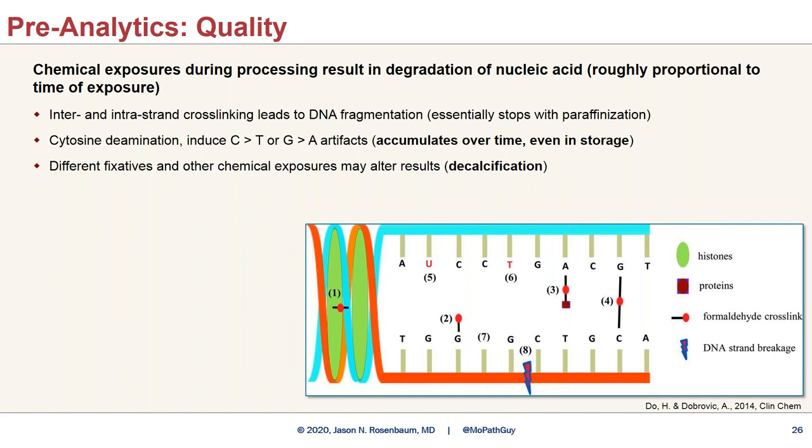And so if your time in formalin is well controlled, you can get a handle on the DNA fragmentation of your workflow. The other thing to consider, though, that formalin also does is it deaminates cytosine. And you don't need to understand the chemistry there. What you need to understand is that it introduces low-level artifacts converting Cs to Ts chemically that were not biological mutations. These are consequences of the chemical exposure.